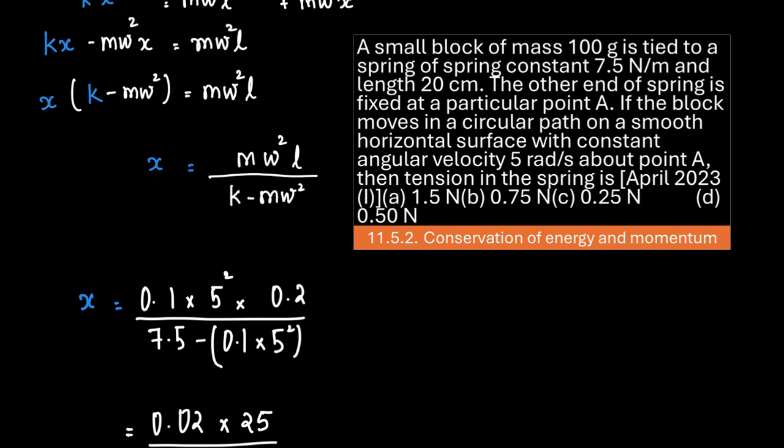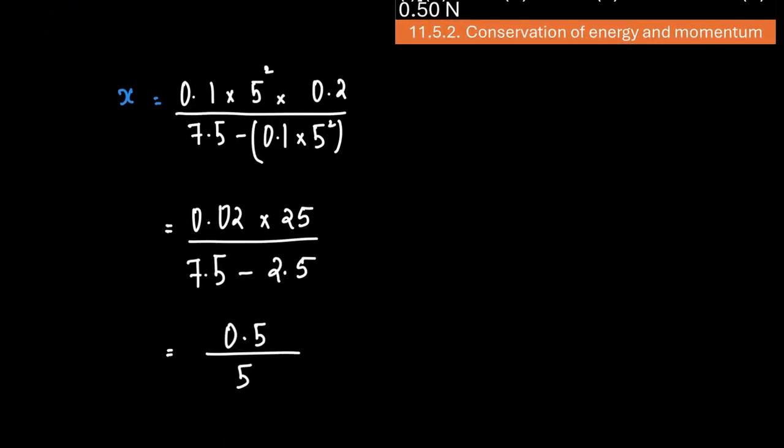M is 0.1, so we have 0.1 into 0.2, 0.02. 5 square is 25, right? And then in the denominator we have 0.1 into 5 square, 25 into 0.1 is 2.5. 7.5 minus 2.5 is 5, and then 0.02 by 5.